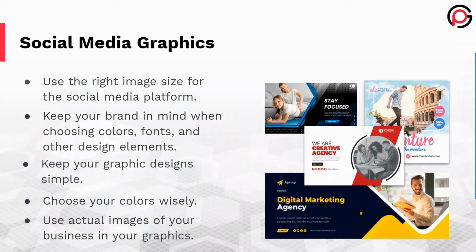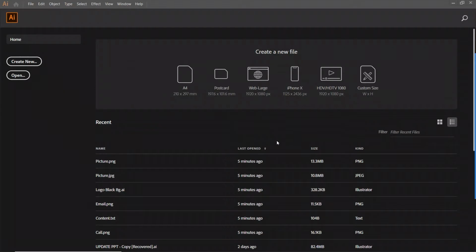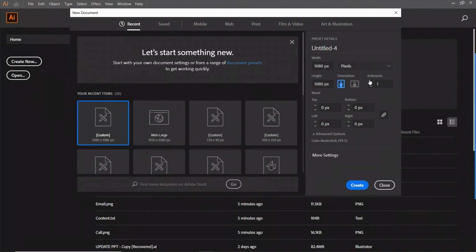Moving on, let's give you a demo of the tool. First, open Adobe Illustrator and select an artboard. Click on the custom size. Here, we are taking a square size artboard because we can use the same graphic on Instagram, Twitter and Facebook. Now, we will save the file by clicking on the preset details. Here, we are naming it Social Media Graphics. We are taking a width of 1080 and a height of 1080 pixels. Click on Create.